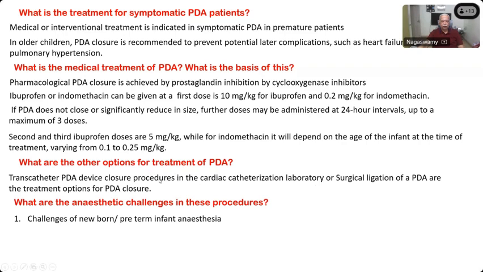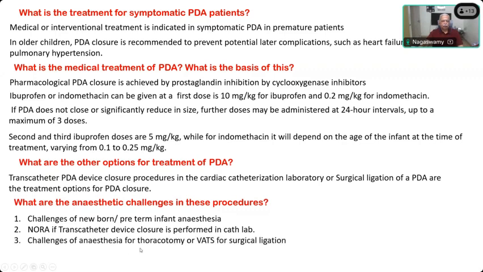Supposing they ask you to give anesthesia for a child in the cath lab, what are the challenges? Non-operative. It is a NORA procedure. Excellent. That is the first and foremost thing you have to remember. Managing a 4 months old baby in a cath lab is a very, very huge challenge. So if transcatheter device closure is performed in the cath lab, it is a NORA procedure, and there are also the challenges of anesthesia for thoracotomy or VATS for surgical ligation. So these are all the challenges that you have to think of.